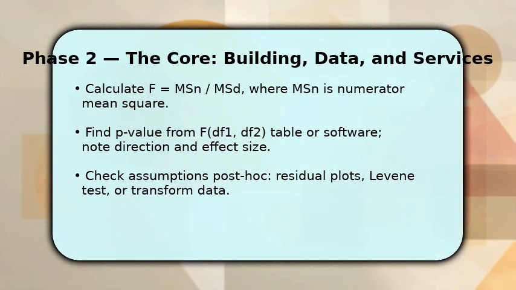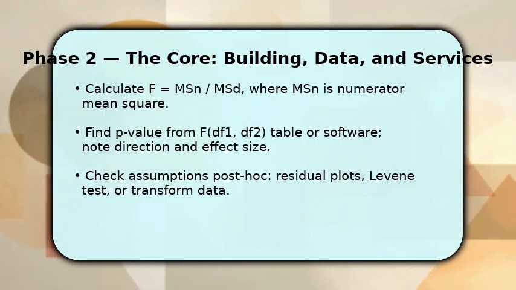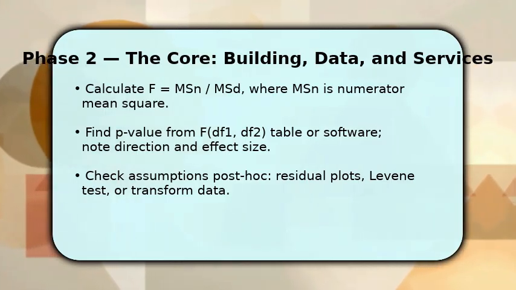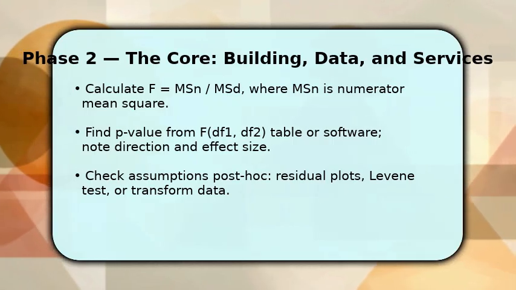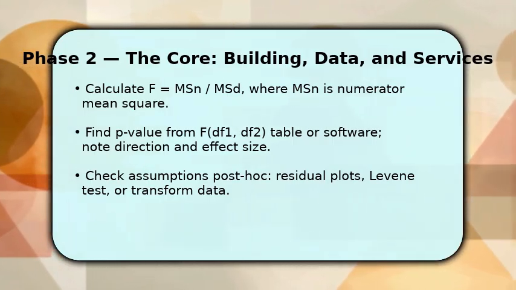Now compute the F statistic by dividing the numerator mean square by the denominator mean square. This yields F with df1 and df2. Then obtain a p-value from the F(df1, df2) distribution using software or tables to judge significance.